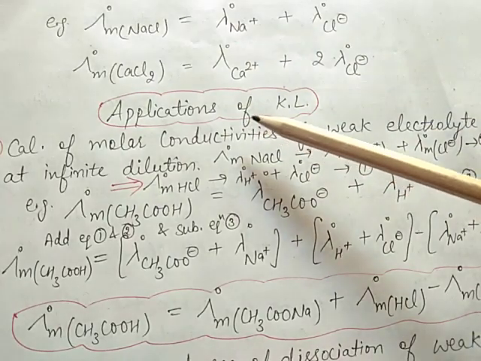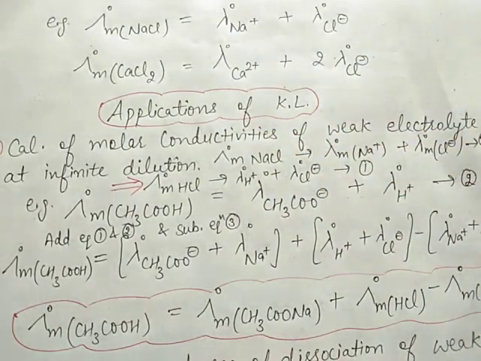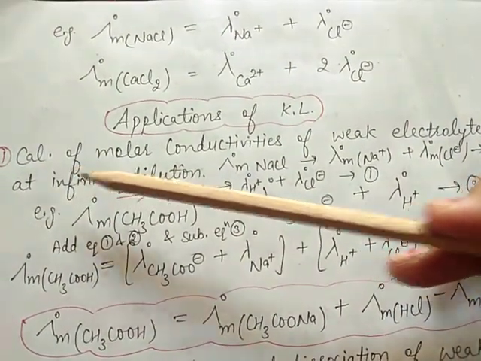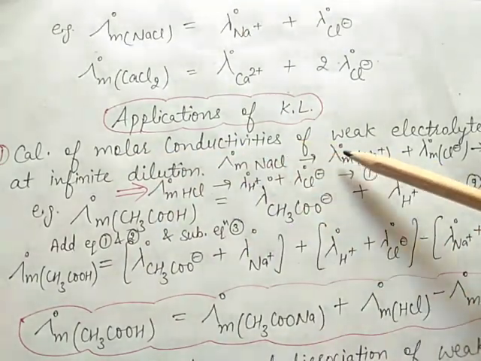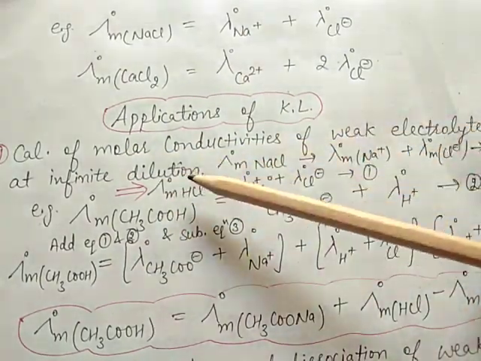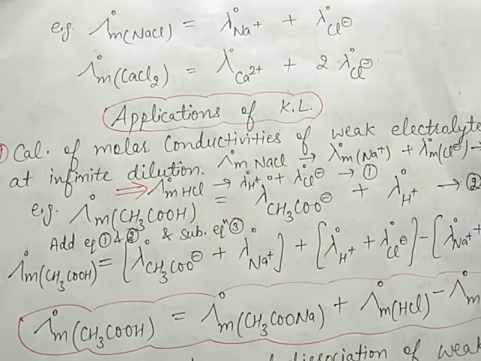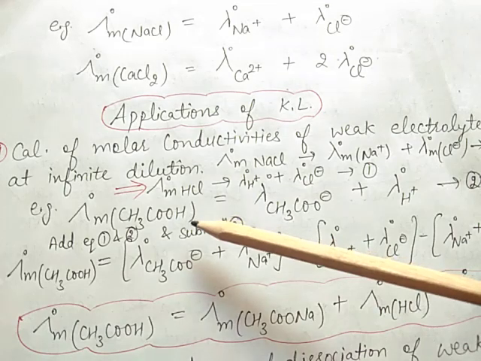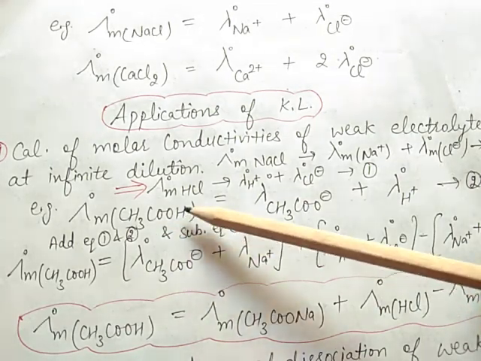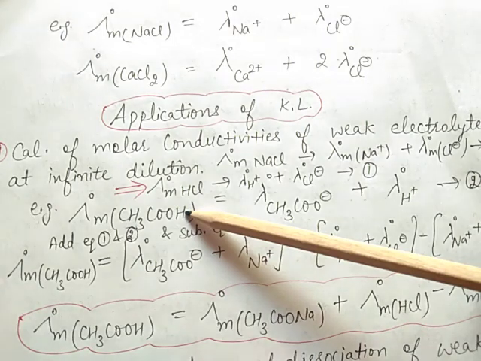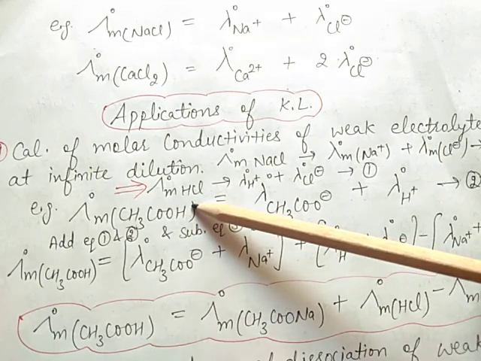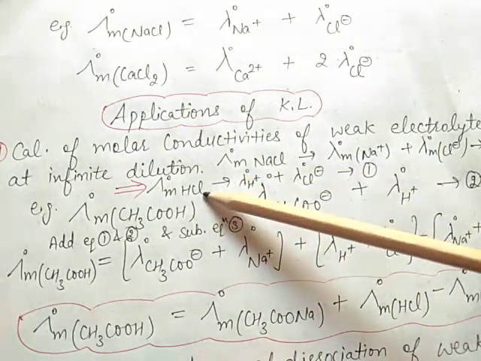Now what are the applications of Kohlrausch's law? The first application is that it helps in the calculation of molar conductivities of weak electrolytes at infinite dilution. For example, the limiting molar conductivity of acetic acid, CH3COOH, at infinite dilution can be obtained from the molar conductivities at infinite dilution of strong electrolytes like NaCl and HCl.